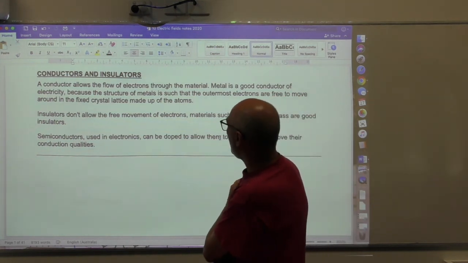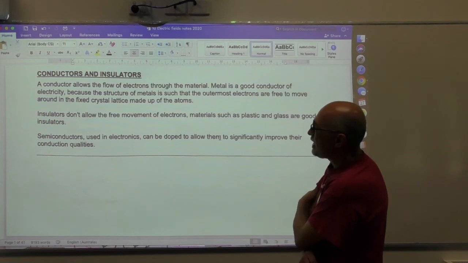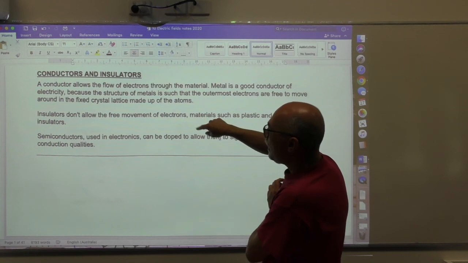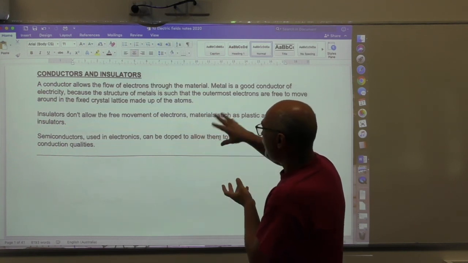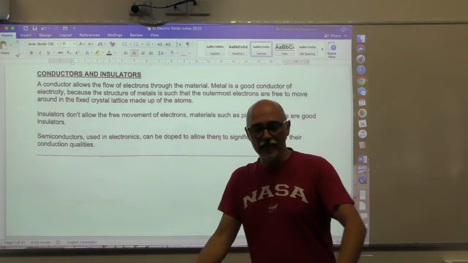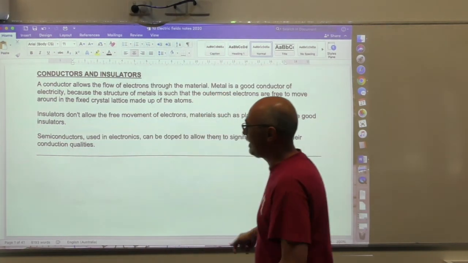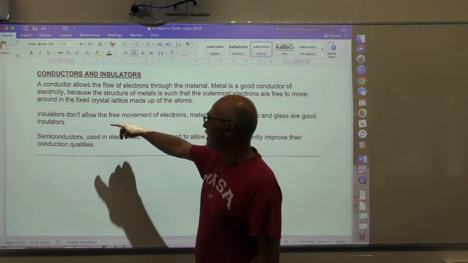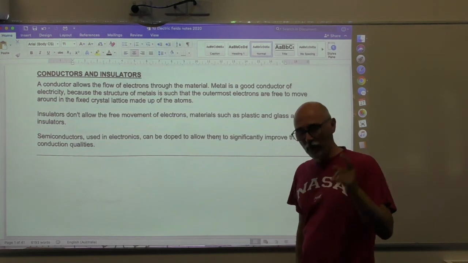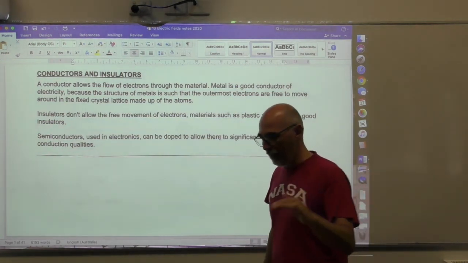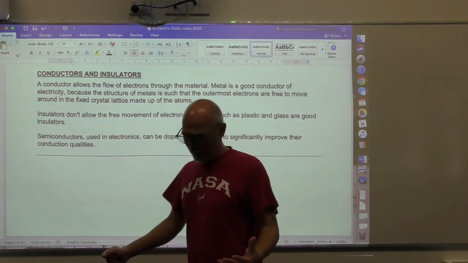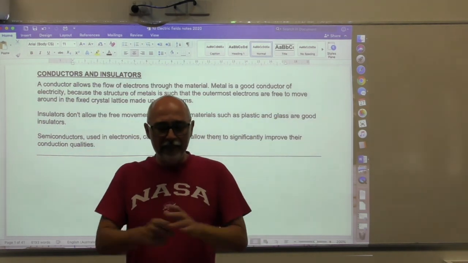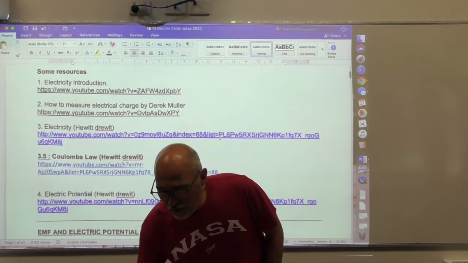A conductor allows the flow of electrons through the material. Metal is a good conductor of electricity because the structure of metals is such that the outermost electrons are free to move around in the fixed crystal lattice made up of the atoms. So in other words, a metal lets its electrons go more easily than a non-metal, and hence it allows a flow of electrons, which is electrical current. Electrical insulators do the opposite. Semiconductors will be something that we study in a little bit more detail later. Semiconductors are like silicon. Your computer's full of semiconductors, where they conduct and then don't conduct depending on what conditions they're put under.